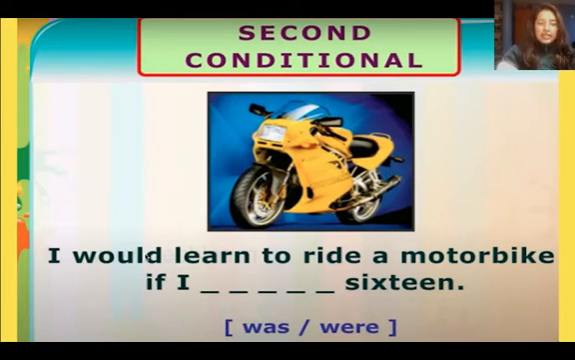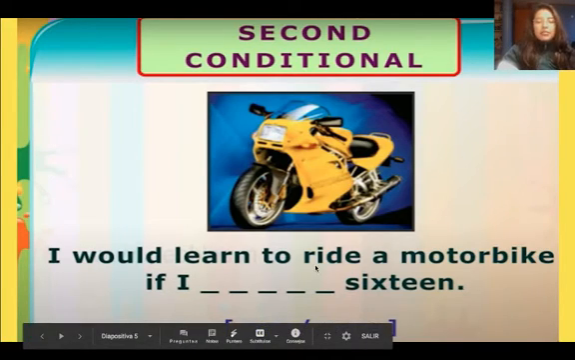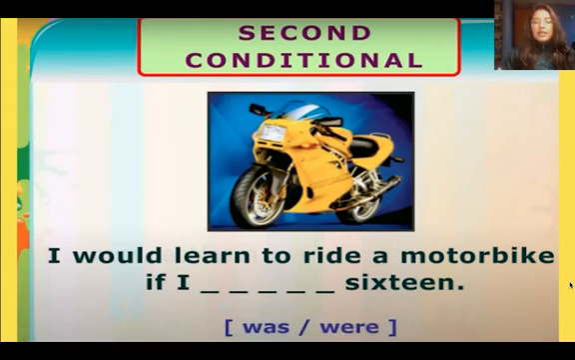Let's practice second conditional. In this case, I would learn to ride a motorcycle if you were... You have to choose what is the correct option, was or were. Number 16. What is the correct option? What do you use? Was or were?